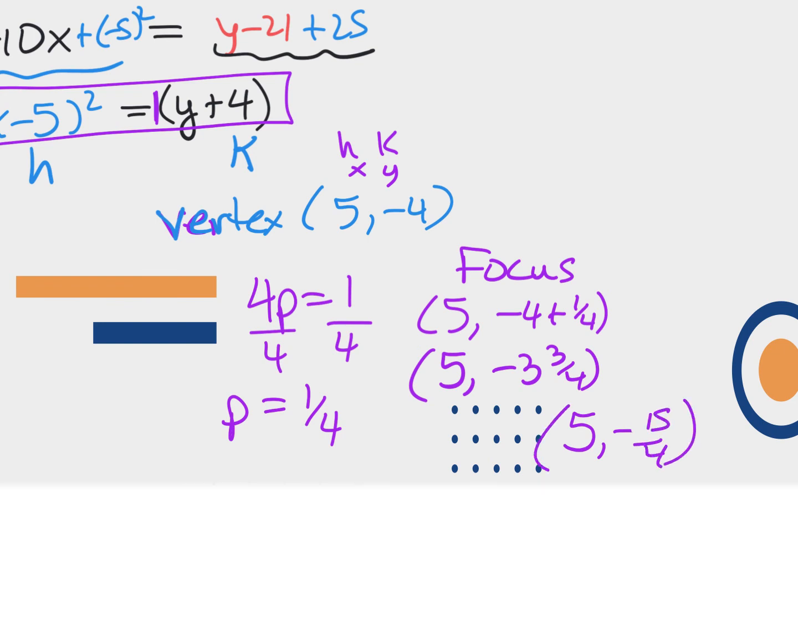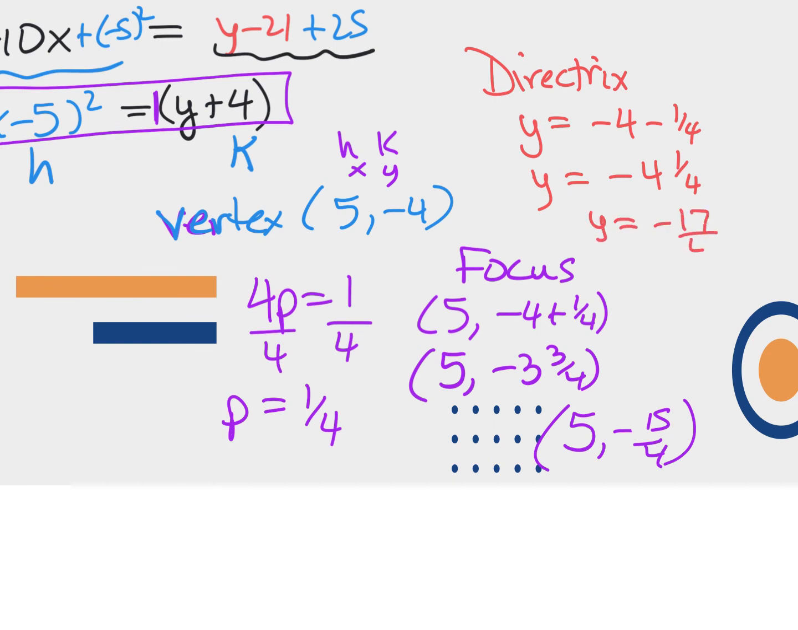Over 4. And then for the directrix, it's the opposite of p. So for my directrix equation, I'm taking the non-squared variable, which is y, and I take the y of the vertex, which is k, -4, opposite of p, so it's -1/4. So my directrix is y = -4 1/4. If I need to make it an improper fraction, -17/4.